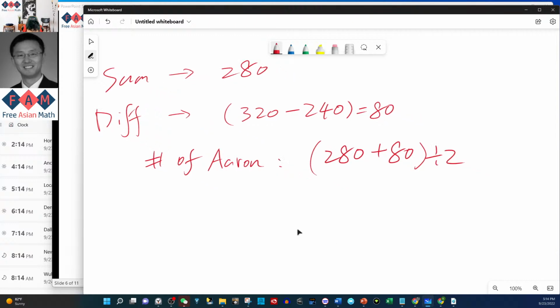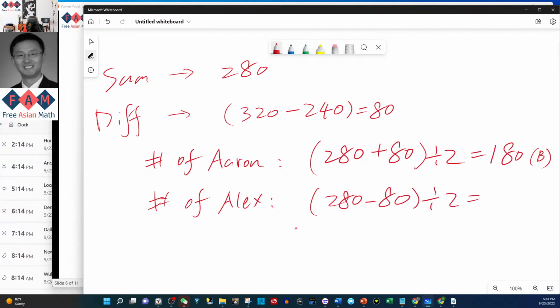That's the formula for figuring out the larger quantity, right? So this is 360 divided by 2. That would be 180 books, and this would be Aaron's number of books. Similarly, the number of books of Alex would be 280 minus 80, that's 200 divided by 2. That would be 100 books. Okay? So this will be Alex. So from this point on, you can either use Aaron and Albert's combination or Alex and Albert's combination to figure out the number of Albert's books.